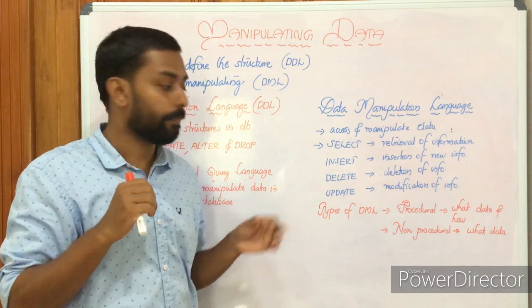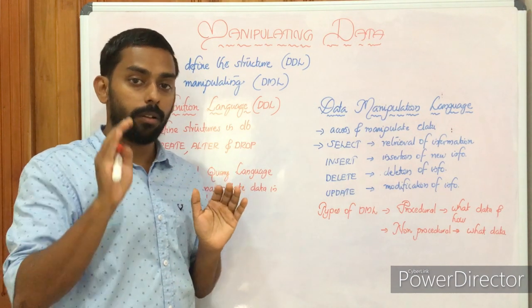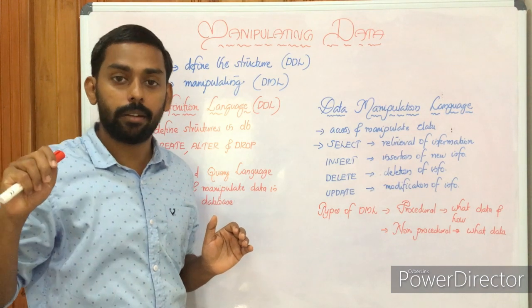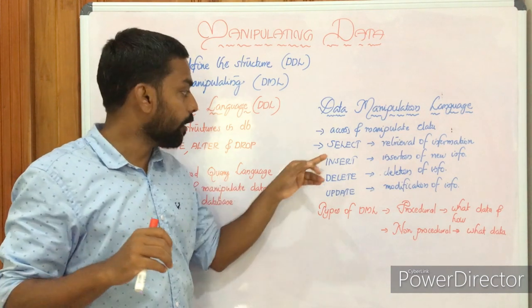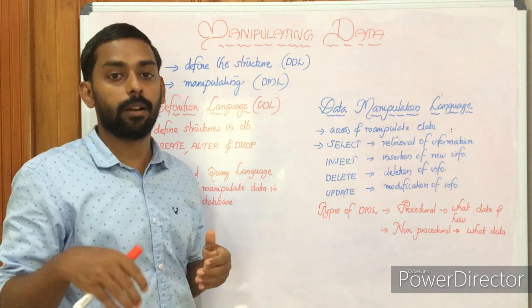So how are we doing it? Using update. So update is used to update the table, right? Update the data in a table. That is, 98 can be changed to 100 using update. Then you have select. Select is used to display, used to retrieve data.